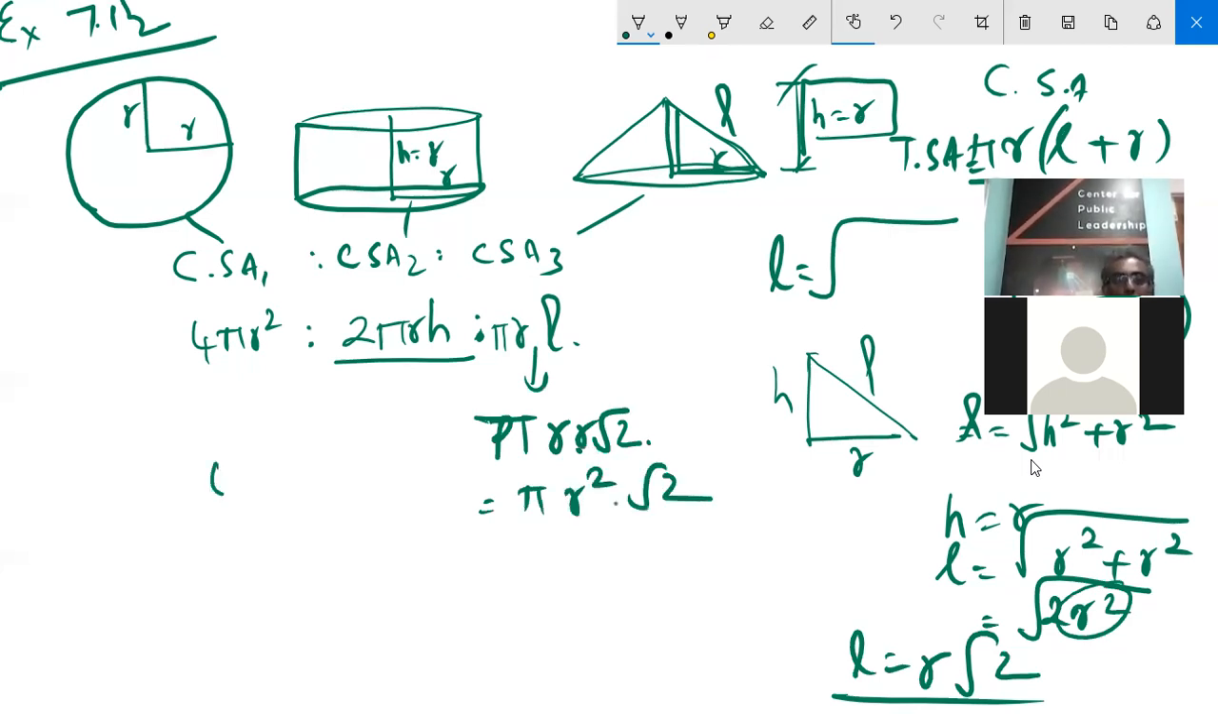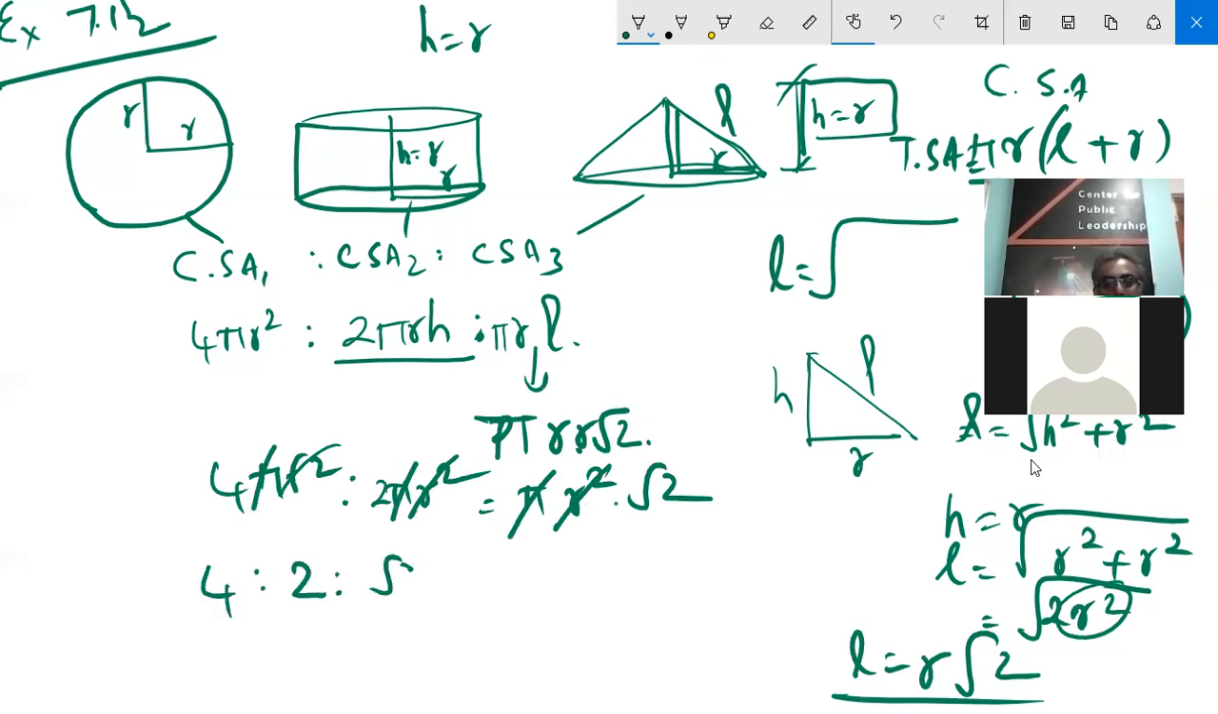So here it is 4 pi R squared, and the ratio 2 pi R squared. Again here also H is equal to R, so 2 pi R squared. In all these places you can remove the R squared. In all these places you can remove the pi. That means 4 is to 2 is to root of 2. That is the answer.